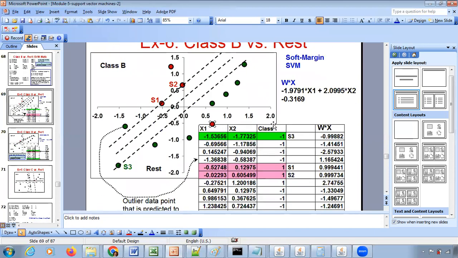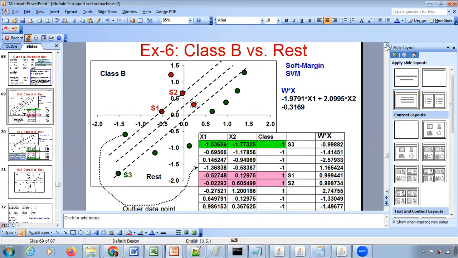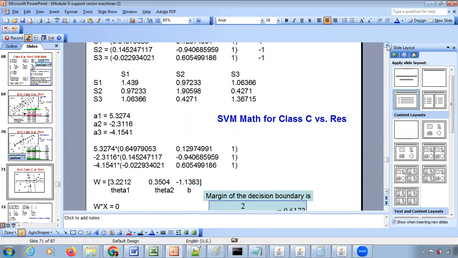So 0.24, 0.24 is this. So this also puts it in the rest category. It's not putting it in class B, which is a targeted class here, it's putting it in the rest. So both the class B versus rest model and class C versus rest model are putting these data points in the rest category. So that's why they are both negative.